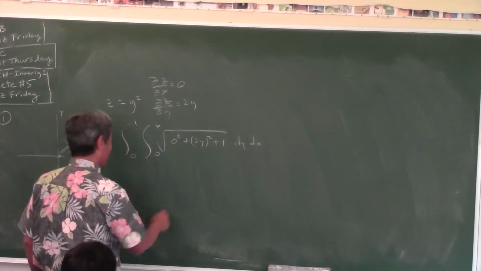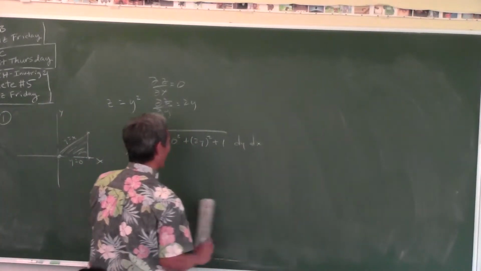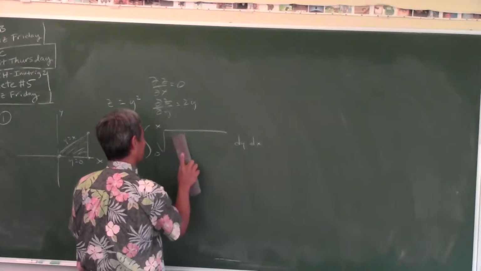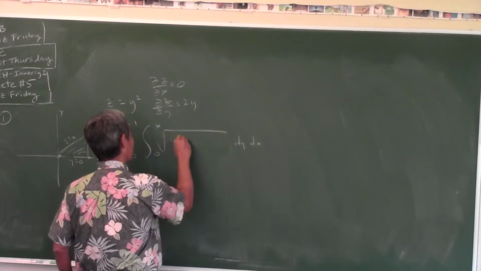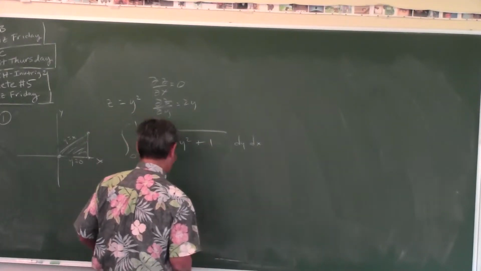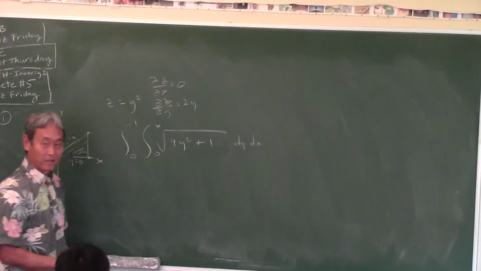Okay. So this simplifies to 4y squared plus 1. Now, from experience, you know that this is going to come out to a secant cubed integral, yeah?